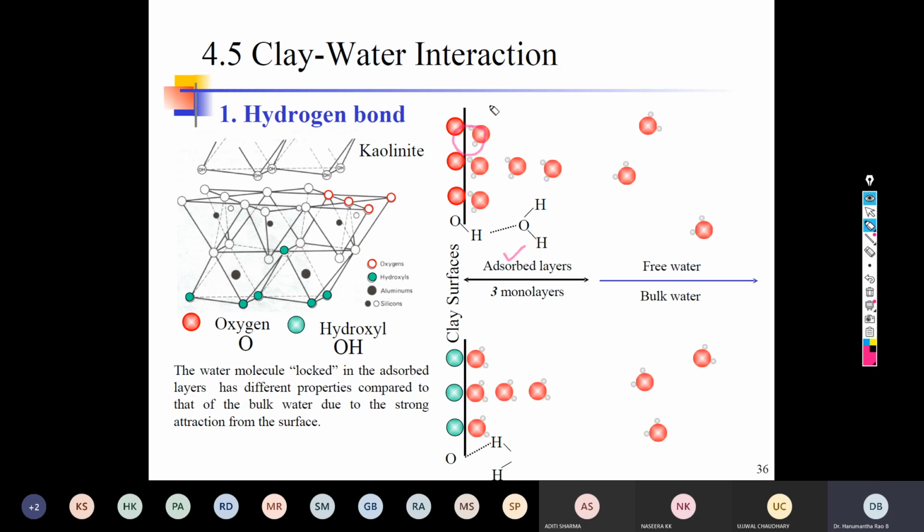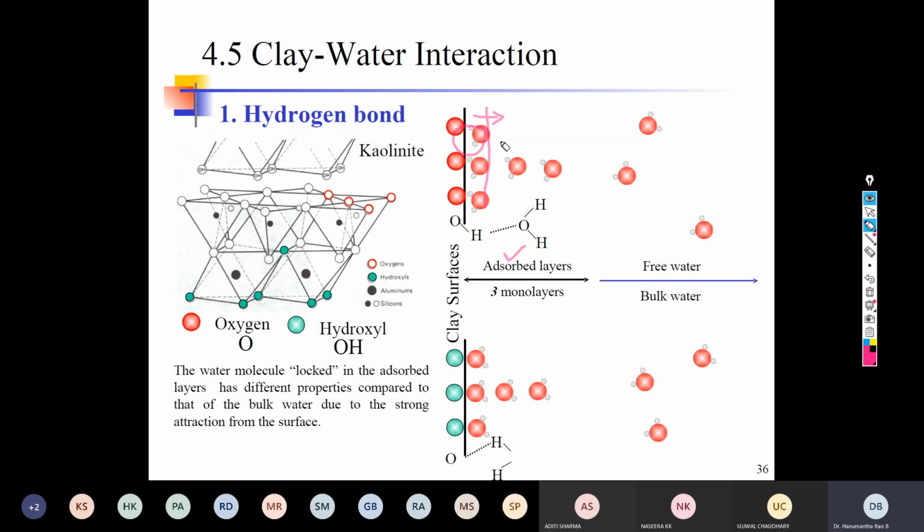Okay, so Stern was the first person who was working on these attractions, and he found that there always exists a monolayer of water molecules strongly adhered to the clay surfaces. So this is called a Stern layer. This is what you read in your soil mechanics. This is called a Stern layer because he is the first person who found it.